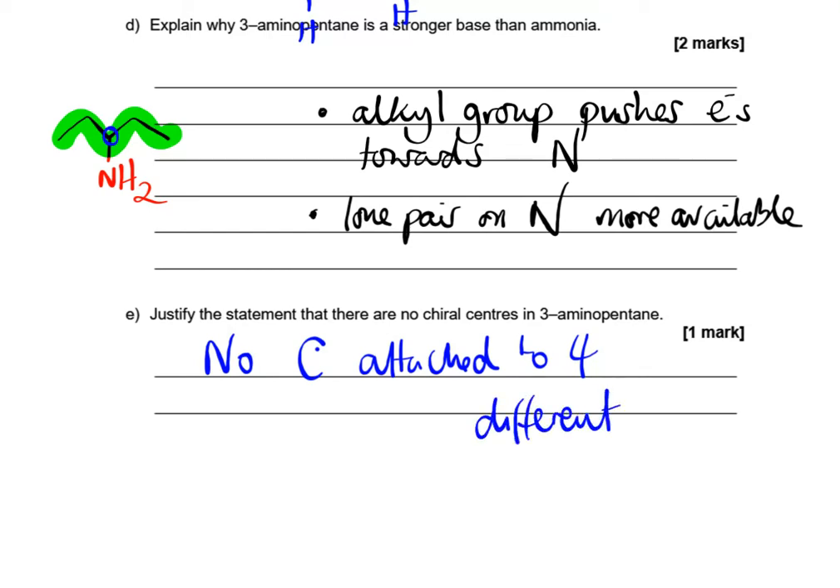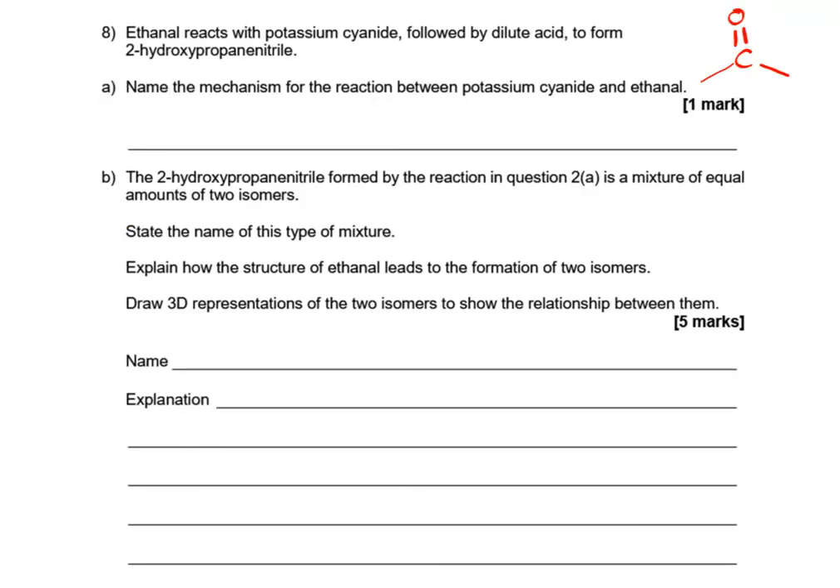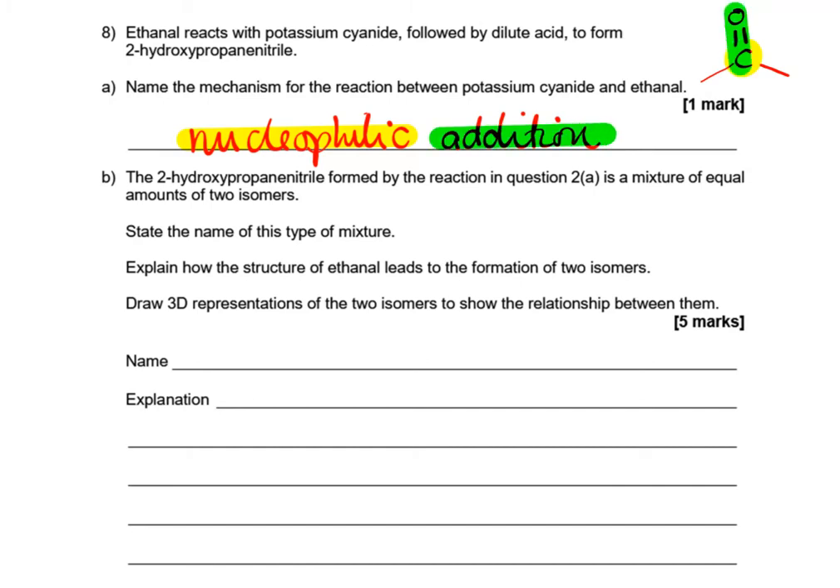Next question was reasonably well answered. So it's the mechanism of a carbonyl with cyanide again. So we just need to know this. This is nucleophilic addition. Nucleophilic because we're going to be attacking the electropositive carbon, and addition because the double bond is going to open up and we're going to add across there.